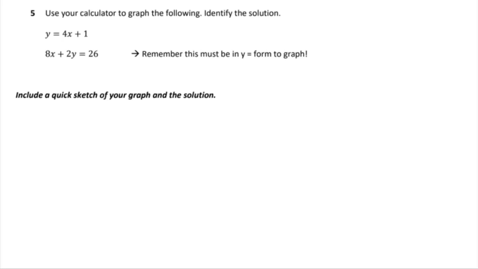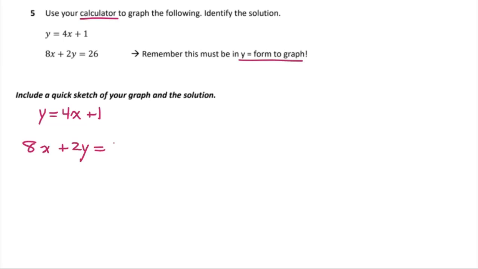Question 5 says, use your calculator, awesome, to graph the following. Identify the solution. They gave me my 2 equations, and there's a quick reminder. Remember, this must be in y equals form to graph, obviously. All right, so I can already put in my calculator this first equation, 4x plus 1. I just hit y equals, and I type in 4x plus 1. But then the second one I cannot type in because it's not in y equals form.